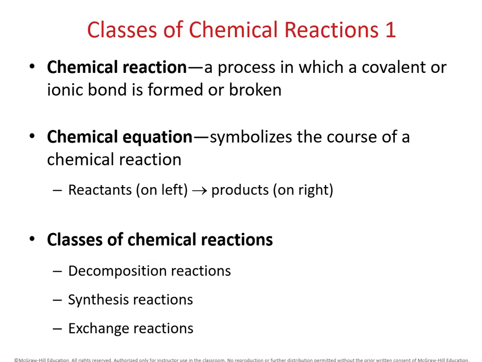So now we're moving on to chemical reactions. Generally speaking, a chemical reaction is anything that forms or breaks chemical bonds. When we write a chemical reaction, we have the reactants, or the starting point, on the left, and then the product, or the end point, on the right.